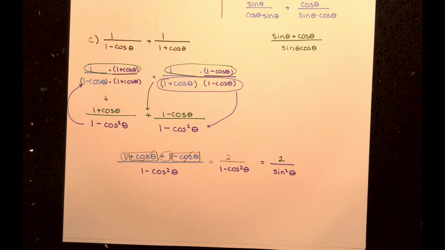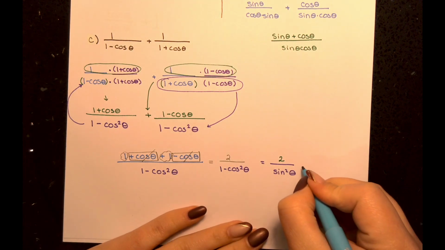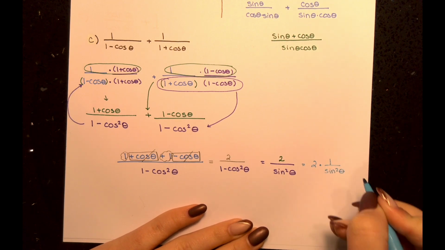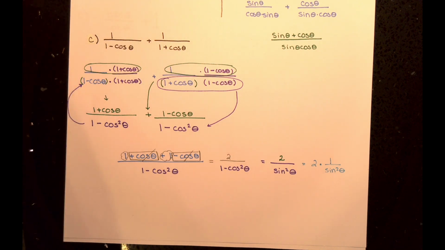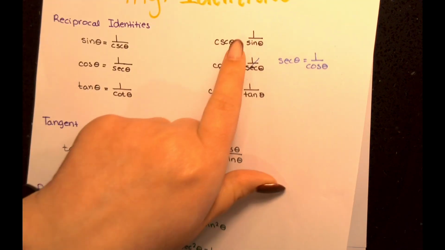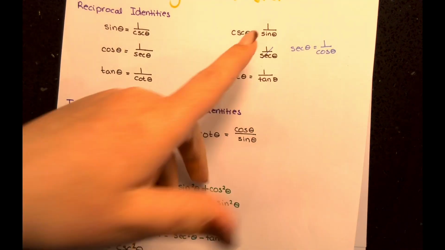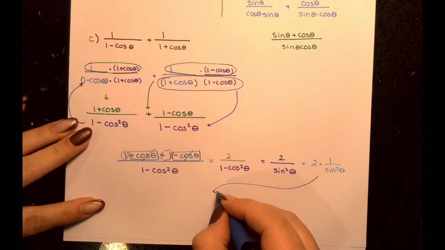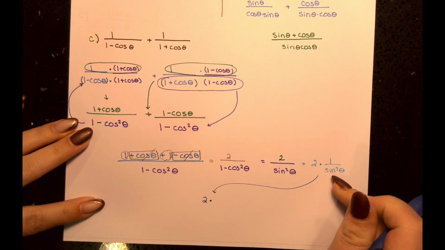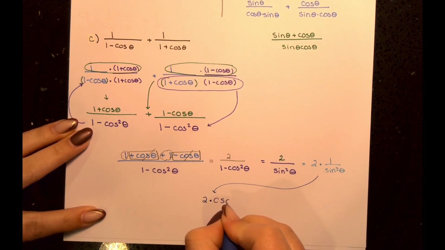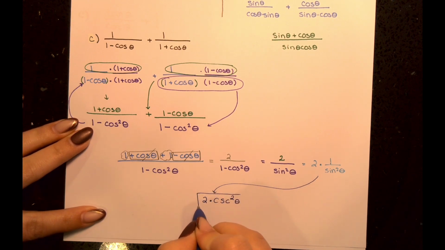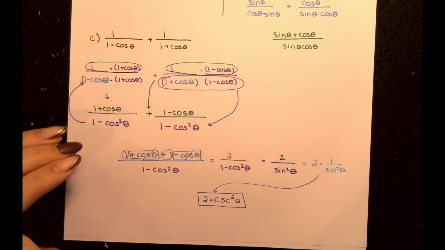Now you can split this up and say I have 2 times 1 over sine squared of theta to simplify it even further, because I know that the reciprocal of sine is cosecant. So if we look here, cosecant is equal to 1 over sine. Now I do have a sine squared, which is okay, it's not the end of the world. So we have 2 times, the reciprocal of sine is cosecant. Now I do have sine squared, so this ends up being cosecant squared for my answer. So 2 times cosecant squared of theta is my answer.